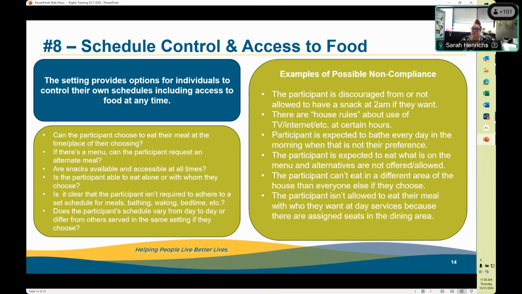So if, for example, the participant is expected to bathe every day in the morning and that's not their preference, that would be an example of not allowing them to set their own schedule. If the participant can't eat in the living room in front of the TV on occasion if they want to, or that type of thing. If there's a rule that everybody has to eat at the table and eat at the same time, that's going to be problematic under this aspect of the final settings rule. And there's some other examples there.